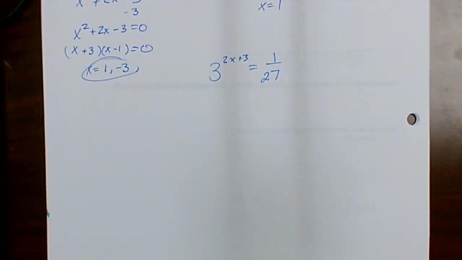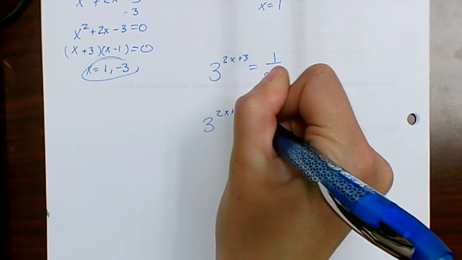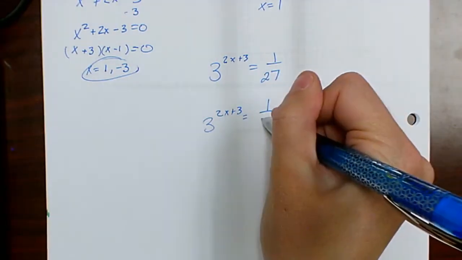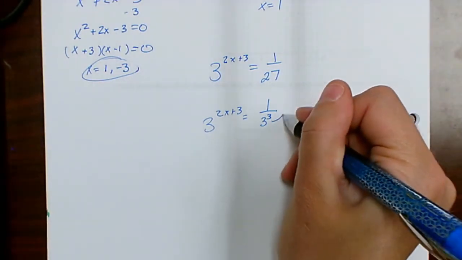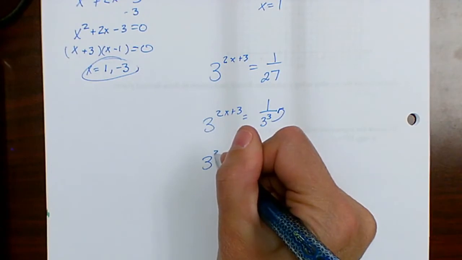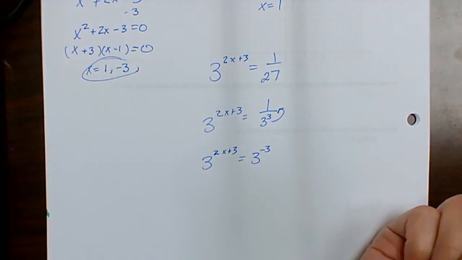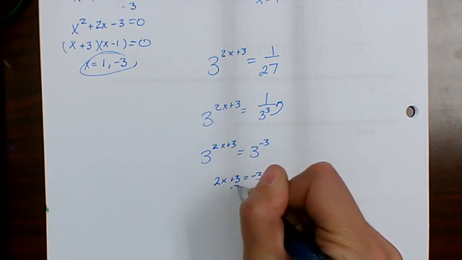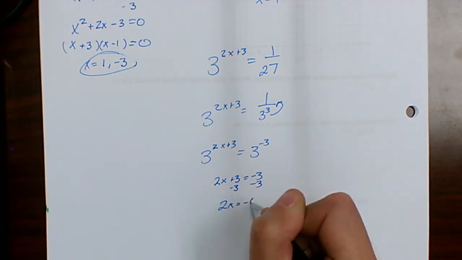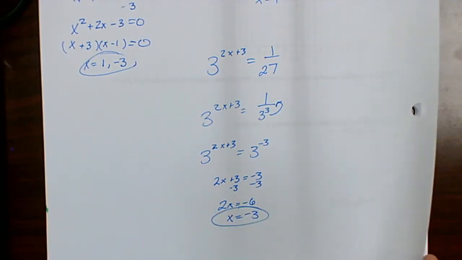Okay, 3 to the 2x plus 3 equals 1/27. Now, with a fraction, that would be actually 1 over 3 to the third power, but that doesn't really help us. We need to bring this up because we don't really have the same bases. So we bring that up and we negate the power. So 2x plus 3 equals negative 3. Subtract the 3 from both sides, and x equals negative 3. Lots of 3's going on in there.